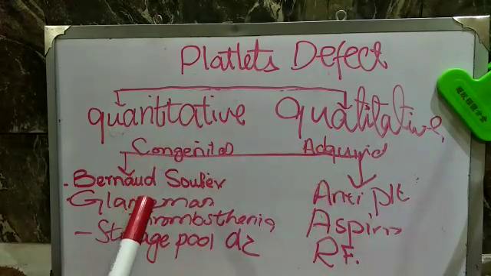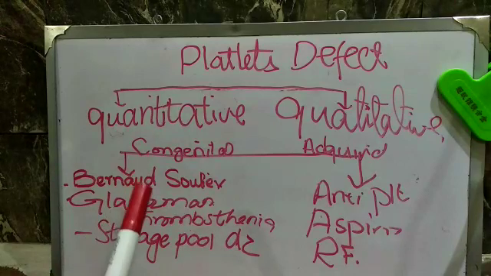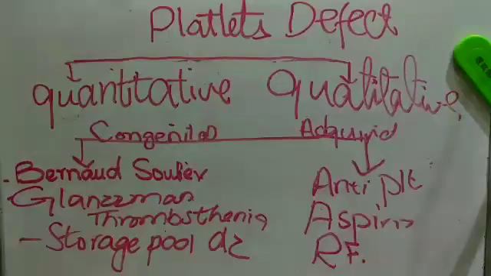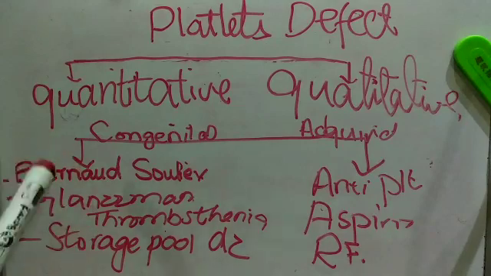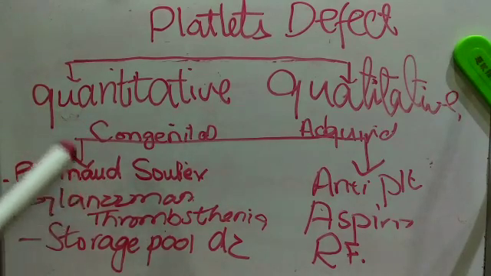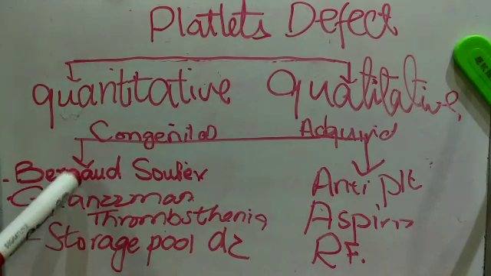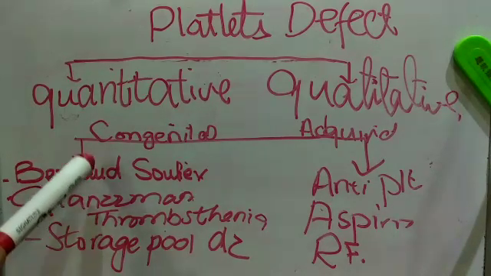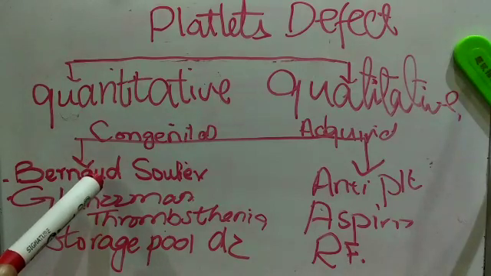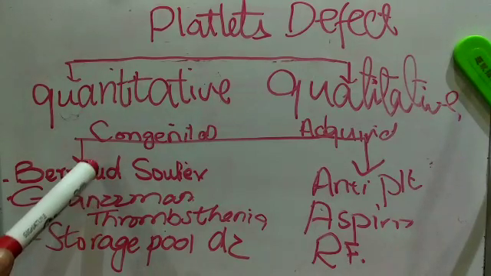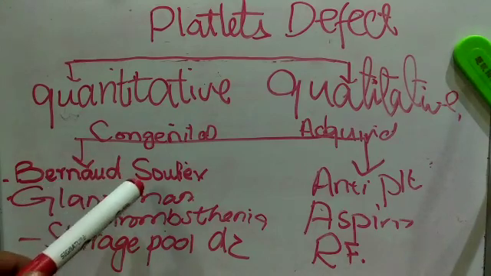In the congenital causes, the first disease is Bernard-Soulier disease. To understand this disease, you should know some basic knowledge: the platelet has only two receptors, one for von Willebrand factor and one for fibrin, present on the platelet surface. Bernard-Soulier disease is due to congenital deficiency of the receptor for von Willebrand factor on the platelet surface. The receptor name is GP1B9. This can lead to Bernard-Soulier disease.